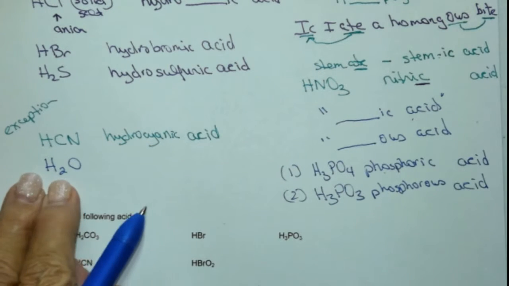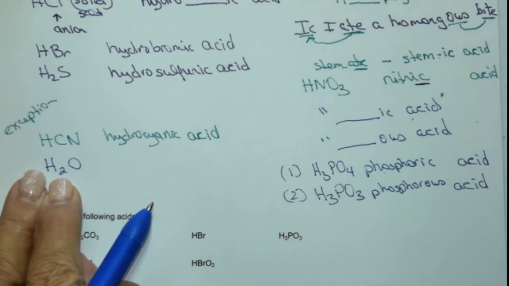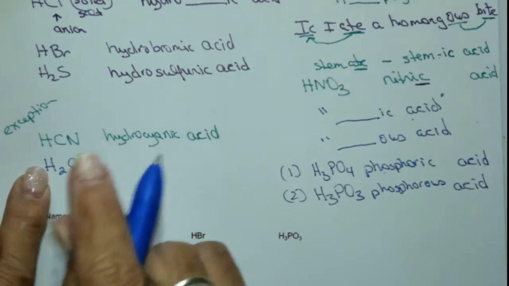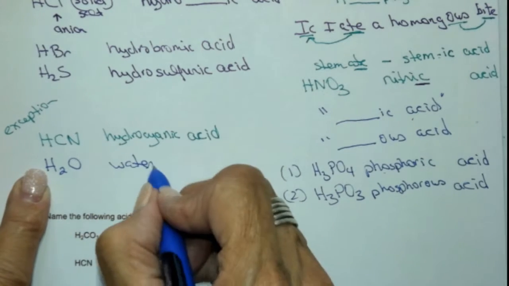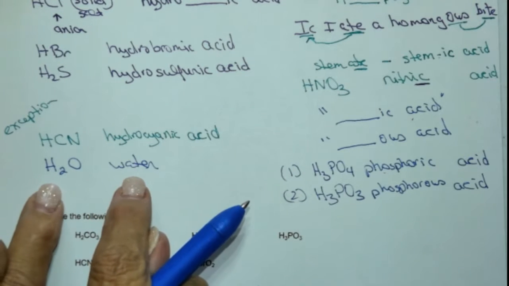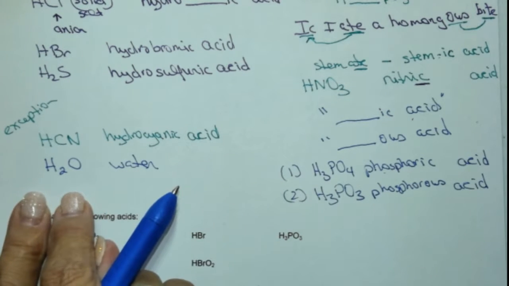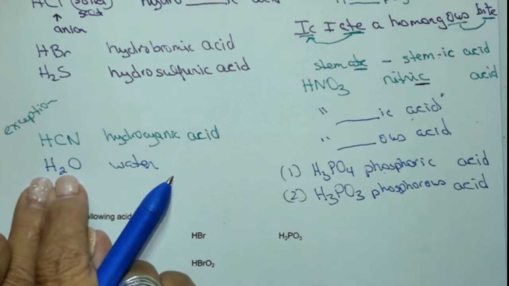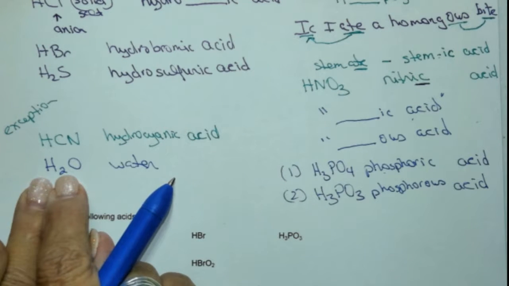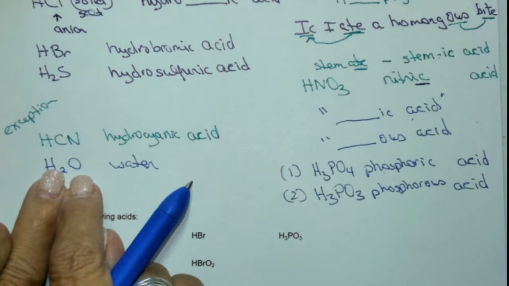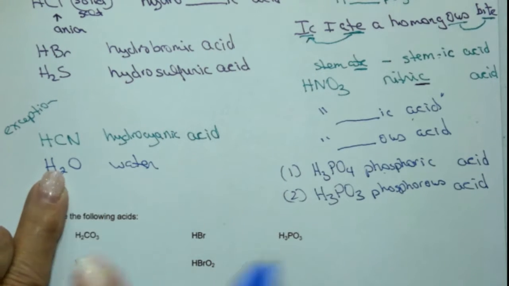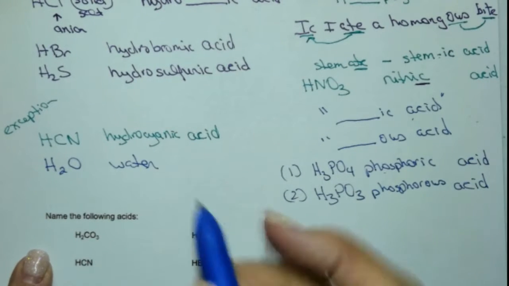H2O. Now, it's water. This is H2O. This is water. It does not have a special name. It is an acid, but H2O was named before the system of naming compounds. If this would have been truly named as an acid, this would be hydroxic acid. But we don't. We call it water.